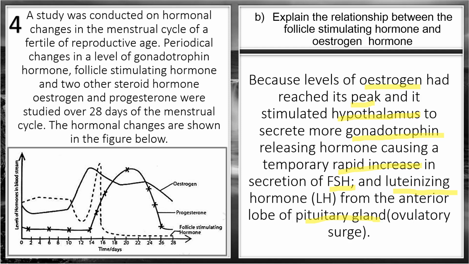So this reaching of the peak by the estrogen stimulated the hypothalamus to secrete the gonadotrophin releasing hormone temporarily, which increased the secretion of follicle stimulating hormone, and then also it led to the increase in the production of luteinizing hormone from the anterior lobe of the pituitary gland, and that one we always call the ovulatory surge.